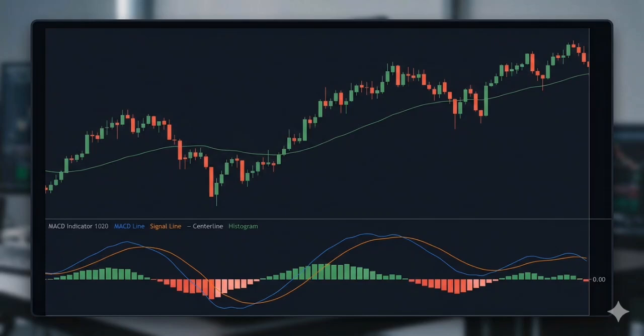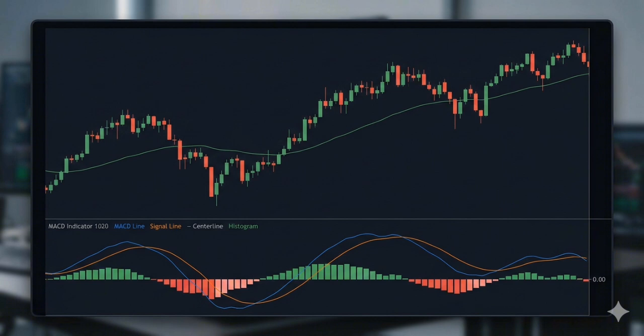Welcome to this deep dive into one of the most powerful tools in a trader's arsenal, the MACD, or Moving Average Convergence Divergence. Created by Gerald Appel in the late 1970s, the MACD isn't just a trend-following tool, it's a momentum oscillator. It helps us understand the relationship between two moving averages of a security's price.